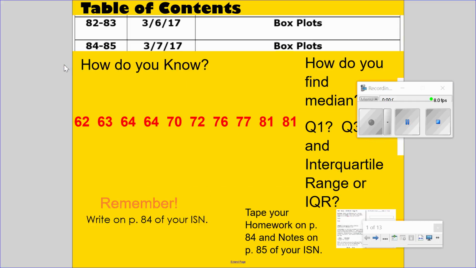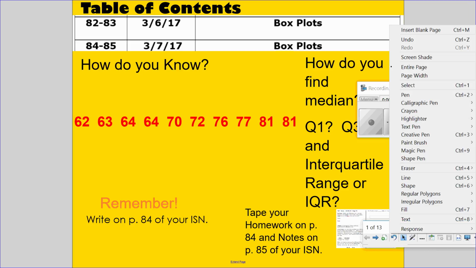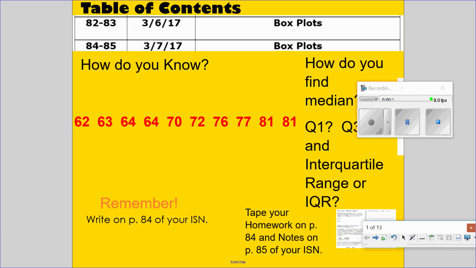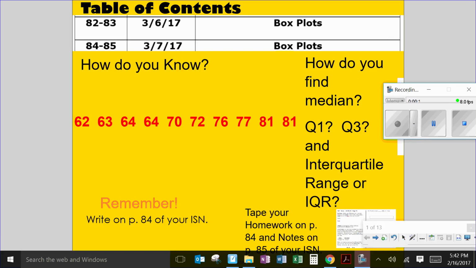Hello. Today's lesson is over box plots. If you understand measures of spread from our previous lesson, today's lesson is actually quite easy. So let's look at our number routine.